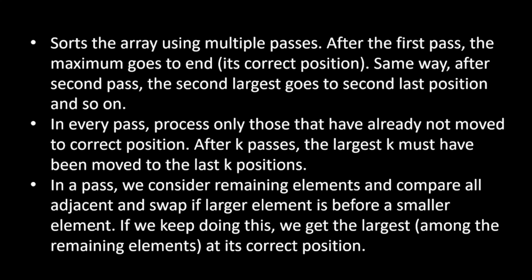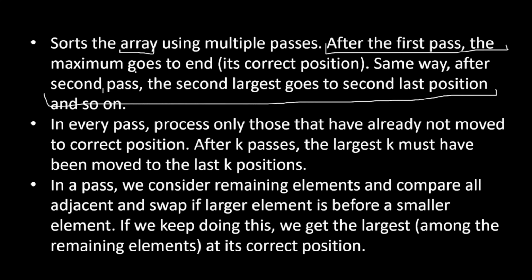Okay, so further we are going to see some properties. We are going to sort an array. Here the data set is in the form of an array. After the first pass, the largest will go to the end. The maximum will go to the end, and the second largest will go to the second last position after the second pass. We will go through what this second pass is.